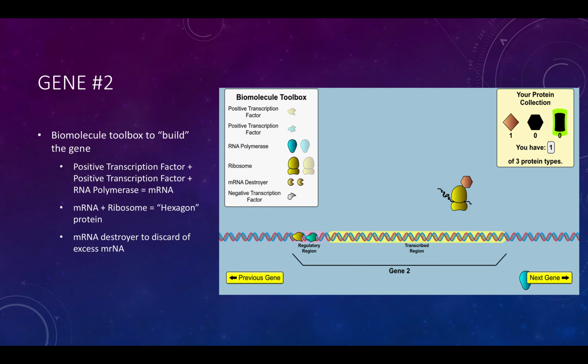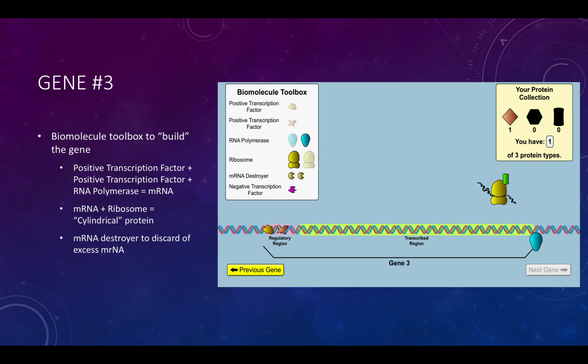Gene number 2 was built relatively similar to gene 1, except that it needed one more positive transcription factor to make the mRNA. Once the student added the ribosome, the protein shaped like a hexagon was created. The gene itself looked slightly different than the first one, so it helped students to realize that not every gene creates the same protein in the same way.